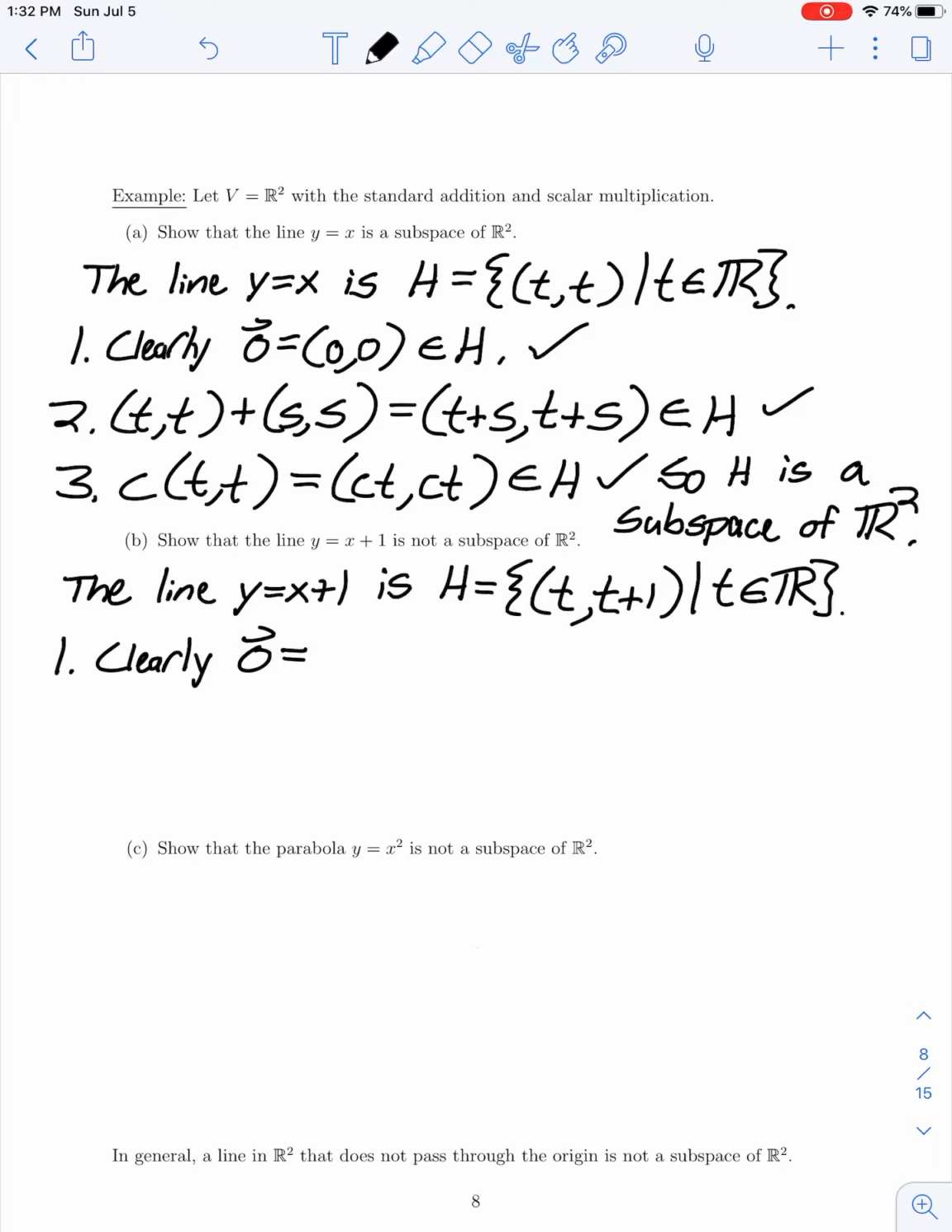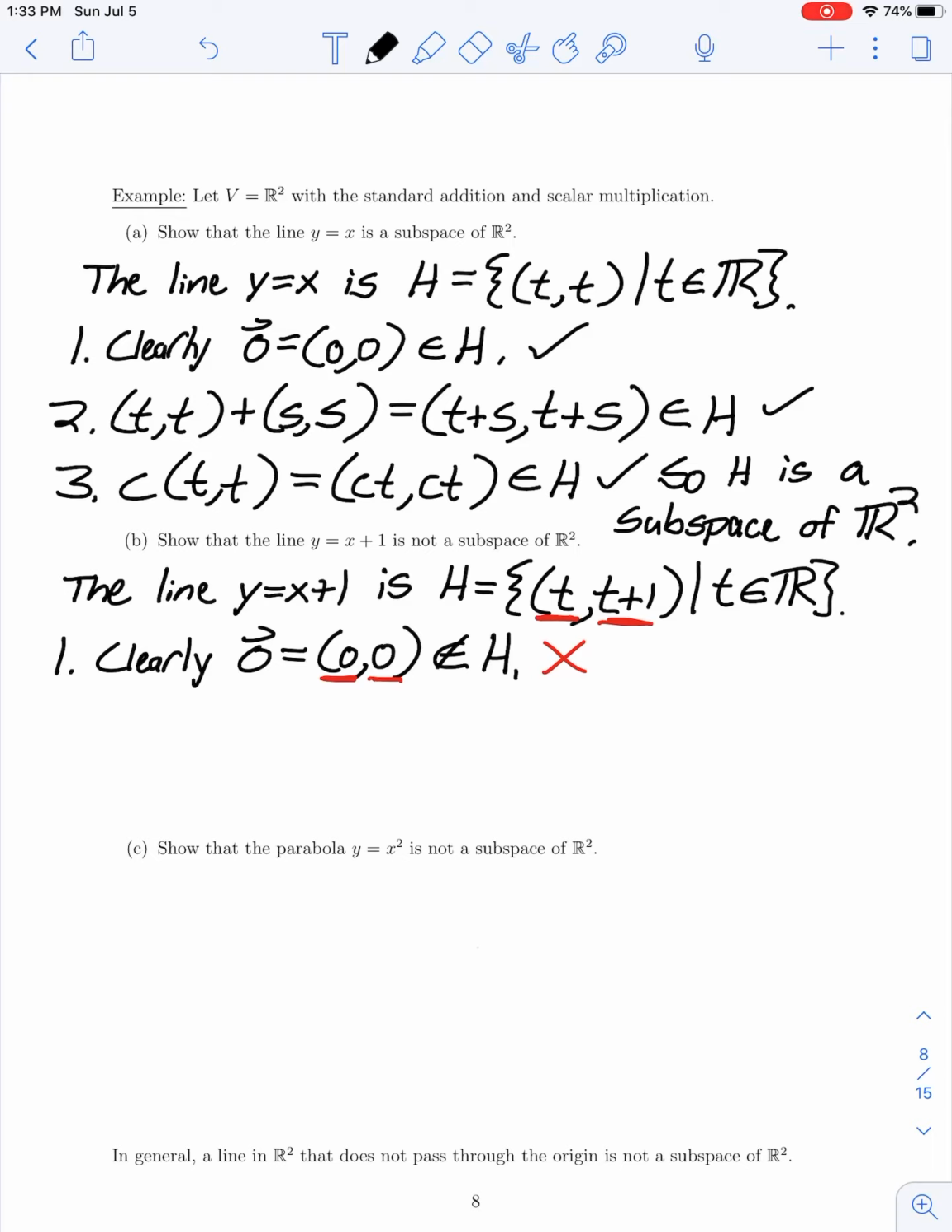the zero vector, which consists of the point where both coordinates are 0, is not an element of this subset H, because in order for the zero vector to lie within this set, the first coordinate, t, would have to be equal to 0, but the second coordinate is always 1 greater than the first coordinate. There's no way that we could have the two coordinates be equal to each other. So since the zero vector is not contained in this subset, it cannot be a subspace. So the first property fails here.